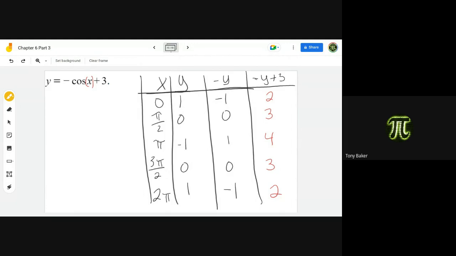Some ask you to plot all the points. Some ask you to transform it. So, all right. Let's do this one.